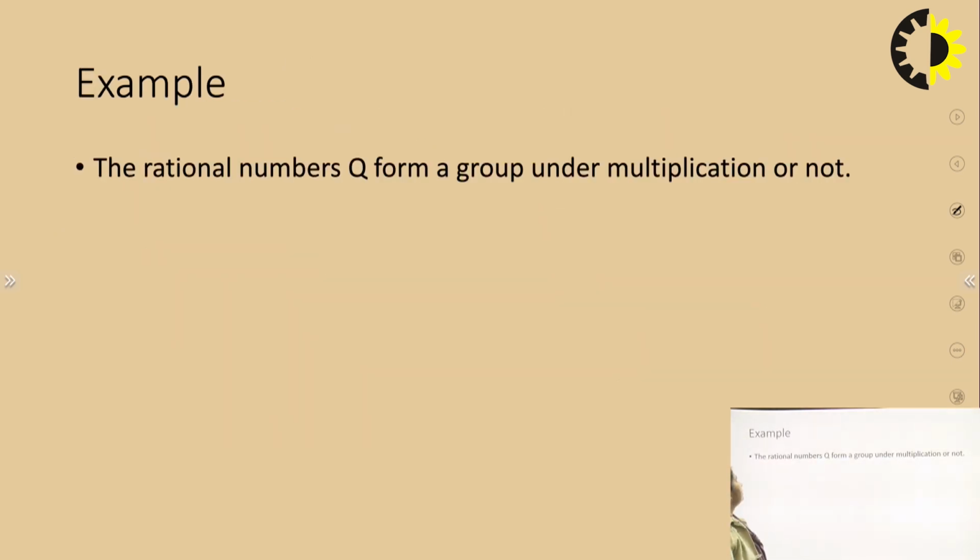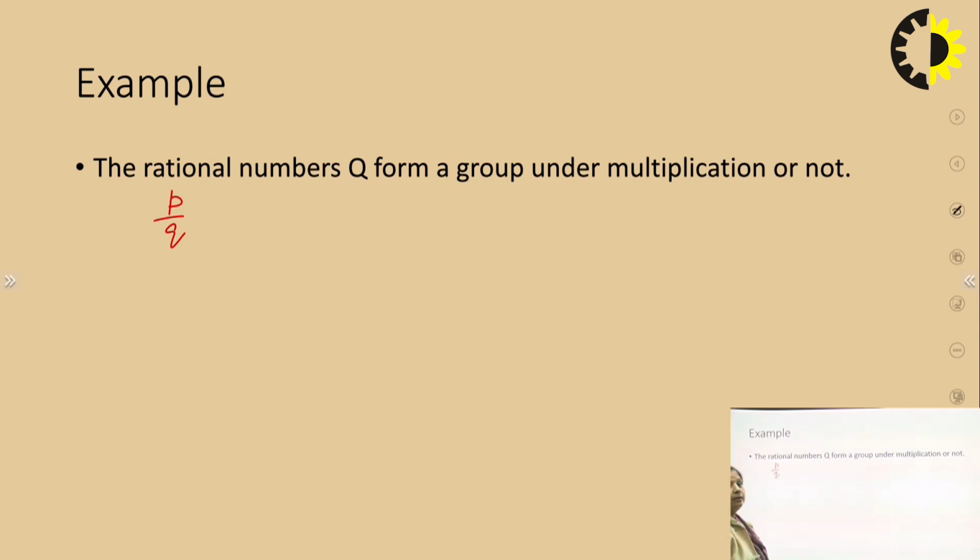So we have taken here another example. Do the rational numbers Q form a group under multiplication or not, we need to check. The rational numbers are those numbers which can be written in the form of P by Q, where Q is not 0, and P and Q are integers. If we can write a number in terms of P by Q, then that is a rational number.